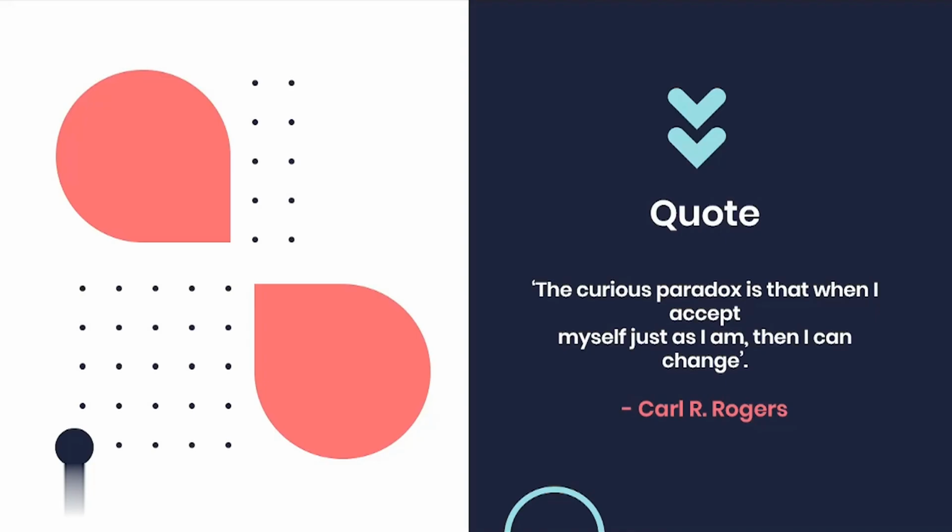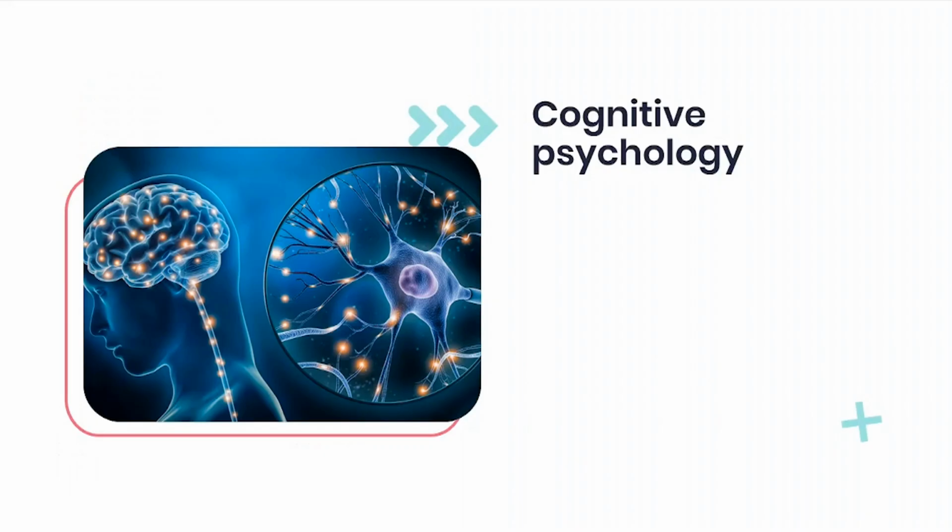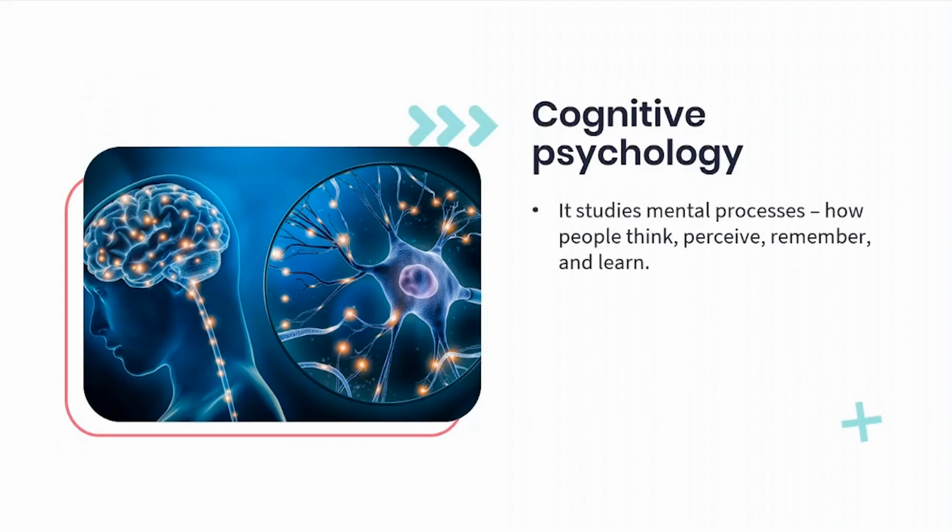Students, we are nearing the end of our lesson. The last school of thought to discuss is cognitive psychology. Let's move on to that. Cognitive psychology is the branch of psychology that studies mental processes, including how people think, perceive, remember, and learn.